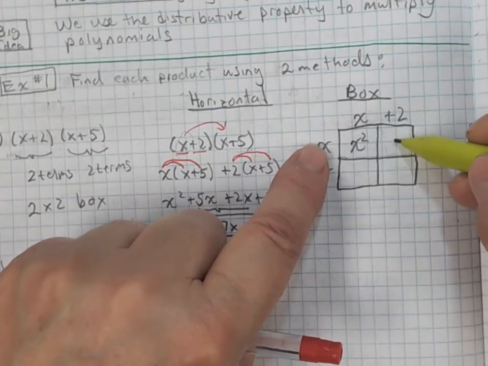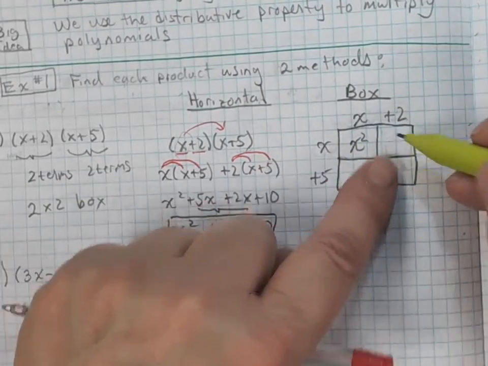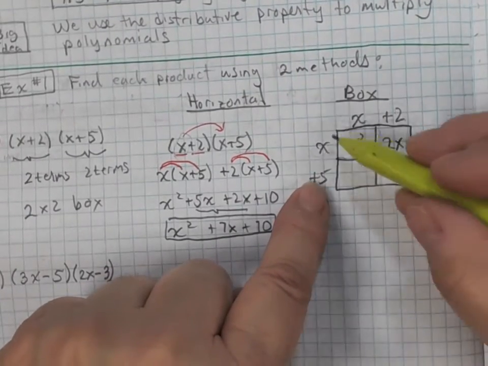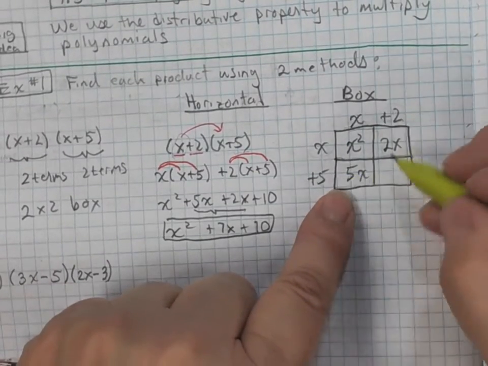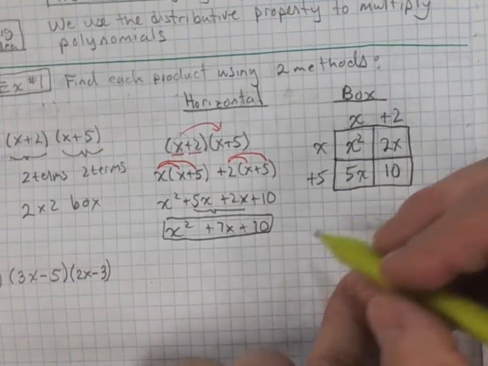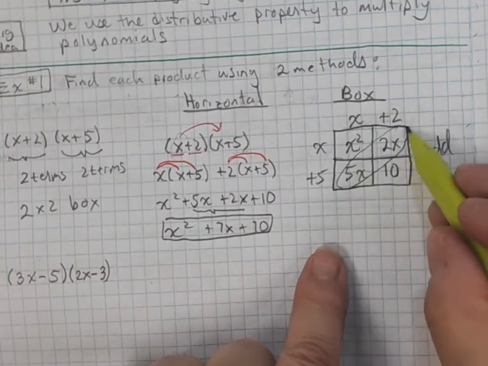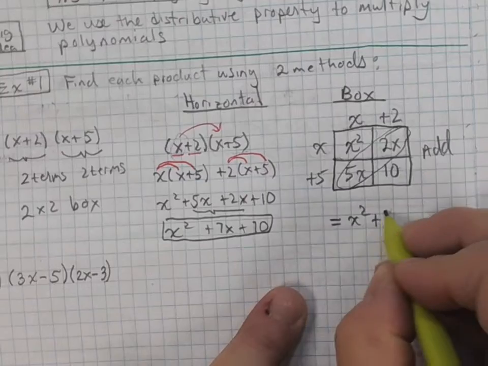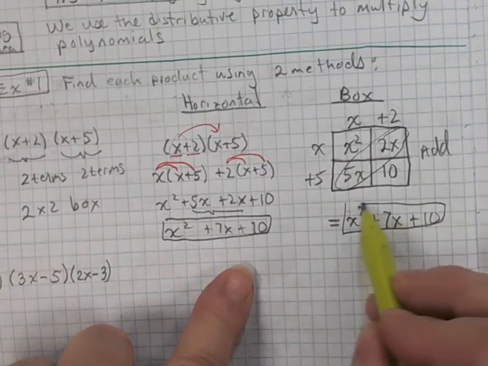Then for this box, I'm going to multiply this column header with this row header. So 2 times x. Okay, now this row here is 5 times whatever's up here. So it's 5 times x. And then 5 times 2. And we put all of these together. We're going to add all these terms. Do note that there are like terms right here, so those will be combined to get our final polynomial, which is x squared plus 7x plus 10. All right, so just a different method, but the results are the same.